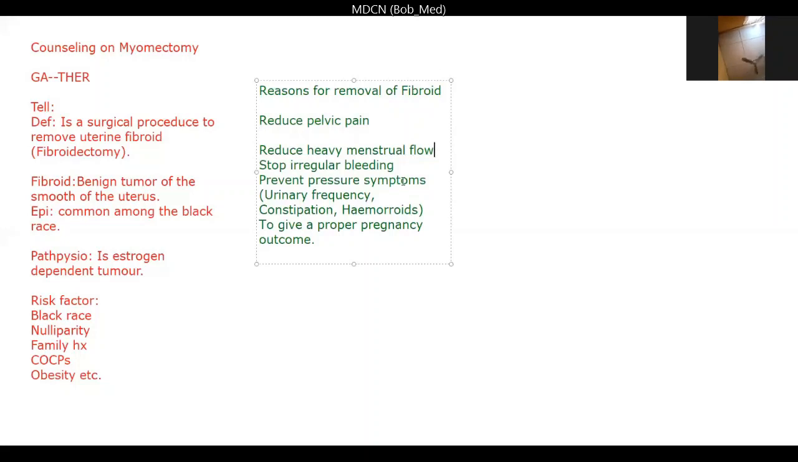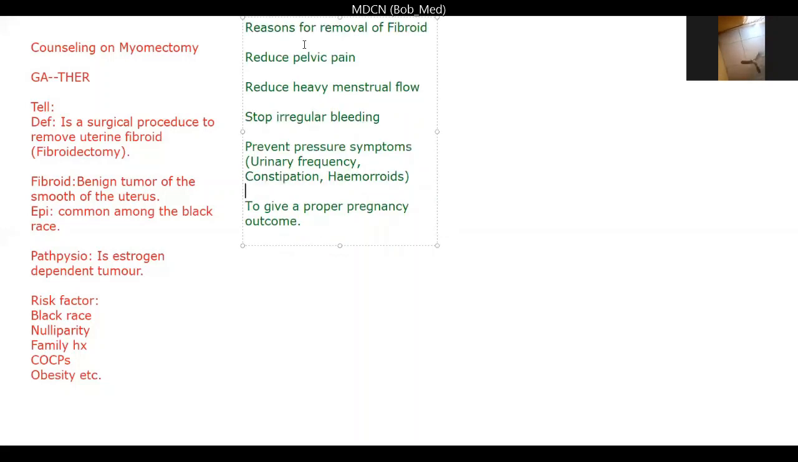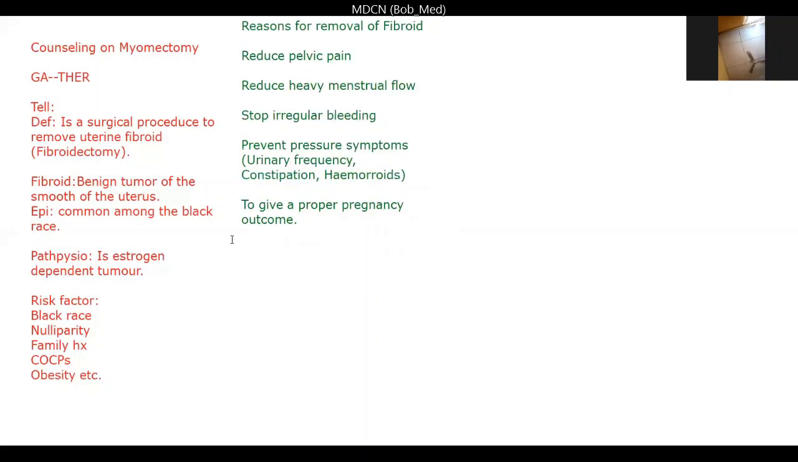You also want to explain to the patient the types of myomectomy. There are different types you need to explain to the patient. This is also important. So there are three major types you want to tell the patient. The first one is the abdominal myomectomy.